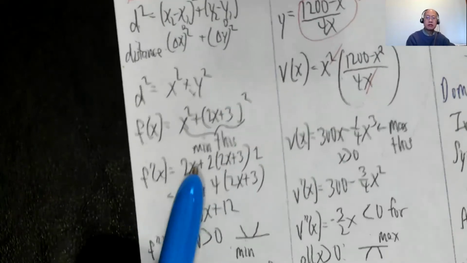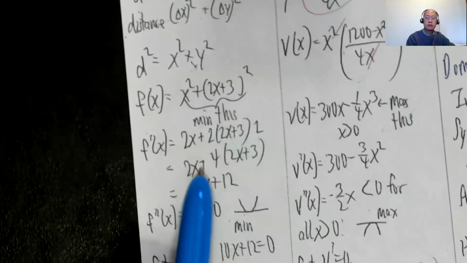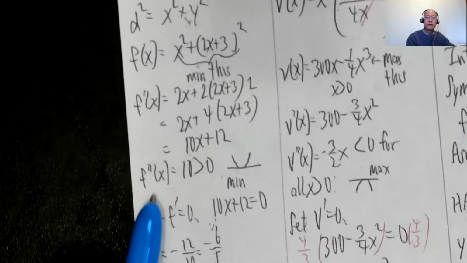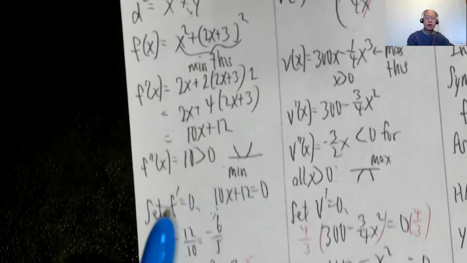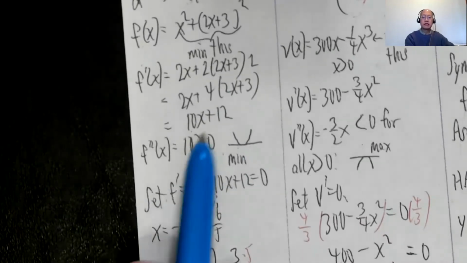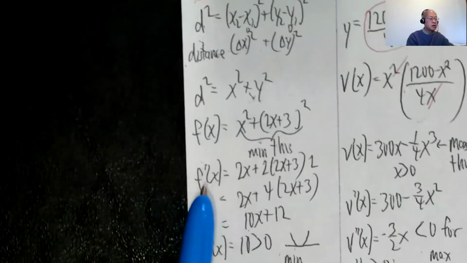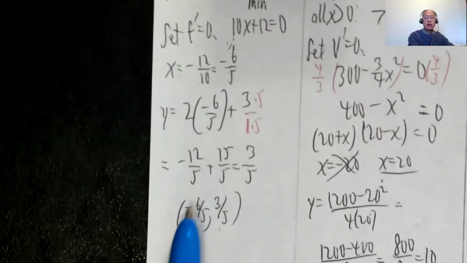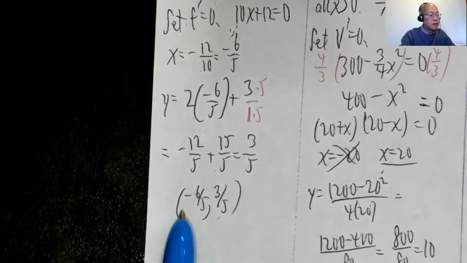So f prime is 2x plus 2 times (2x plus 3) times 2 by the chain rule. A little bit of touch up, 10x plus 12. The double prime is 10, that's greater than 0, which means I will have a minimum. Set f prime equal to 0, 10x plus 12 equals 0. x is -6/5. Plug back in for y, since y is equal to 2x plus 3. Plug in and y is 3/5. So the point is (-6/5, 3/5).